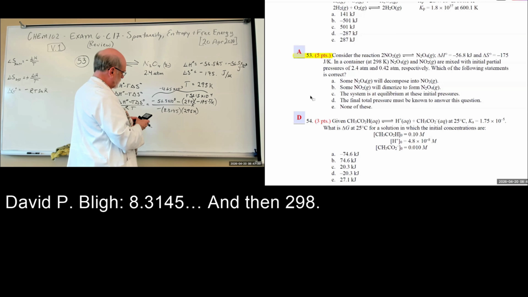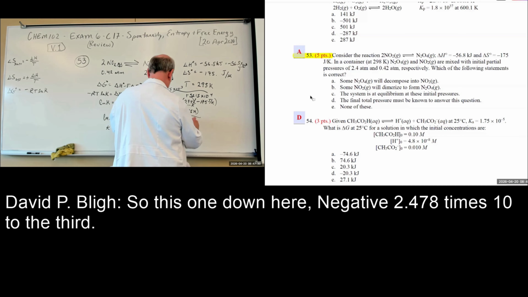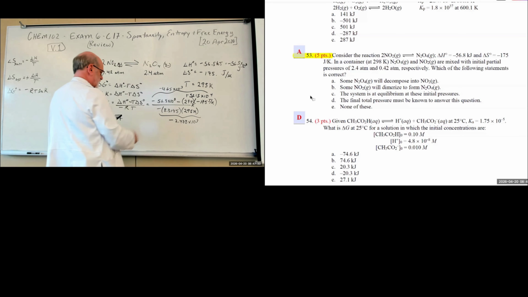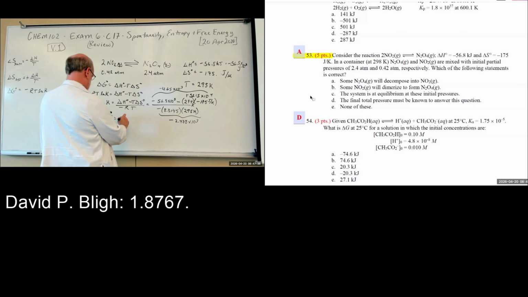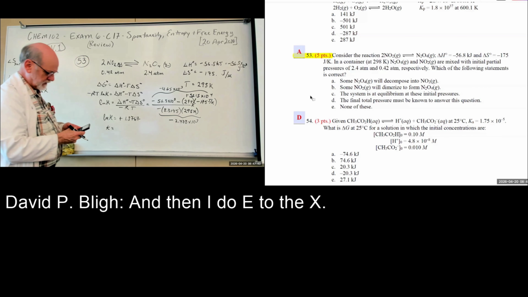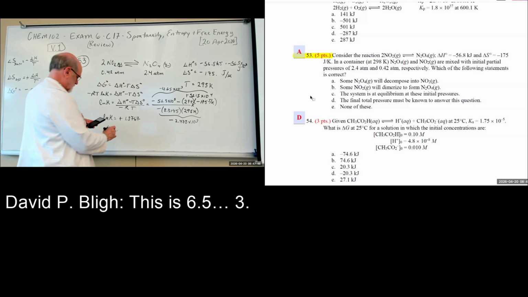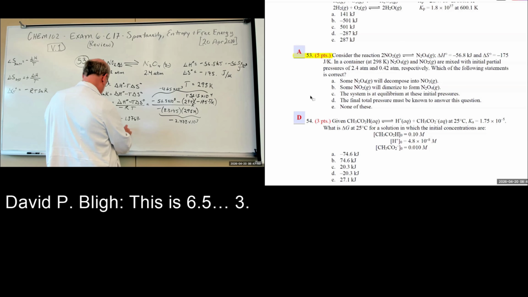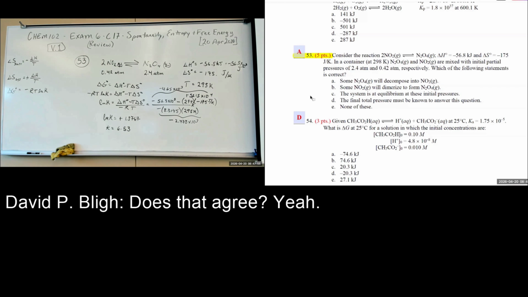8.3145 and then 298. So this one down here, negative 2.478 times 10 to the third, divided into that one. Now we're talking, 1.8767. And then I do e to the x. This is 6.53. Does that agree? Yeah.